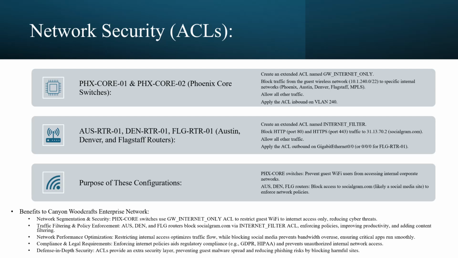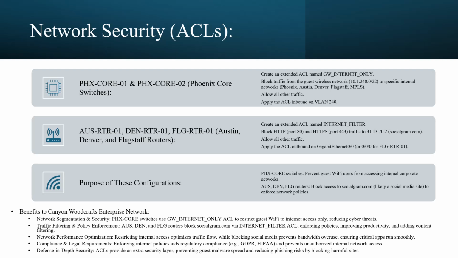PHX Core 01 and PHX Core 02 implemented the GW Internet-only ACL to restrict guest Wi-Fi from accessing internal corporate networks while allowing other traffic. AUS RTR01, DEN RTR01, and FLG RTR01 use the Internet Filter ACL to block HTTP and HTTPS traffic to Socialgram, ensuring compliance with network policies.